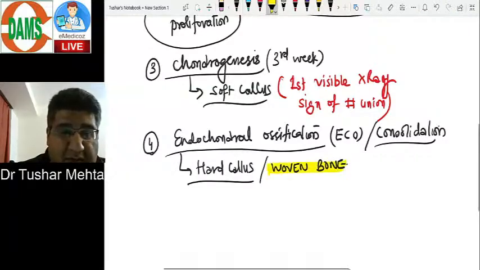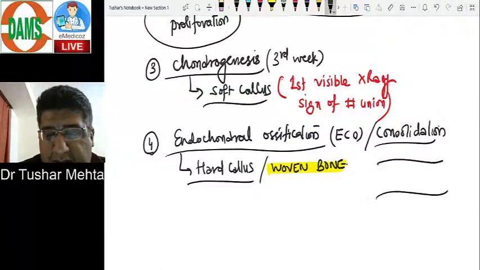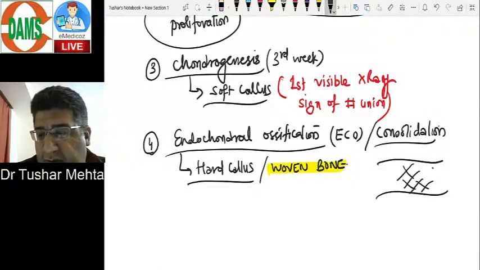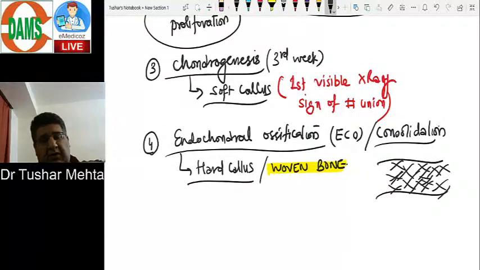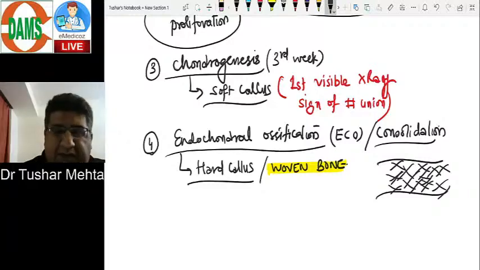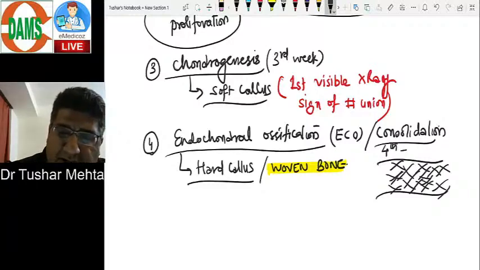Now, when I say woven bone, what does that mean? I want this to be clear to you as well, that this is like a woven bone, where the osteoid is interlacing with each other. Are you able to understand my point? And my dear students, please remember that this occurs at the 4th to 6th week precisely.